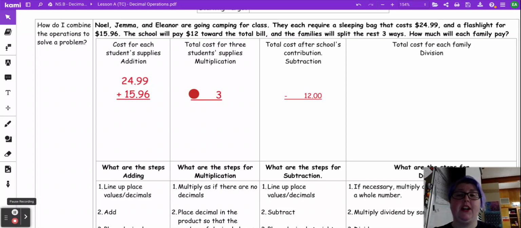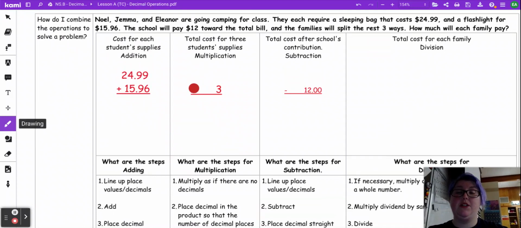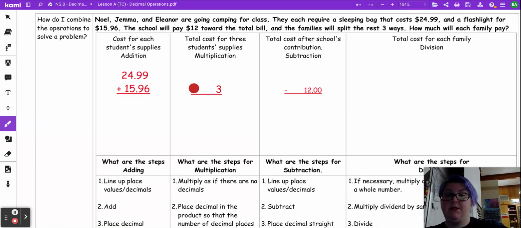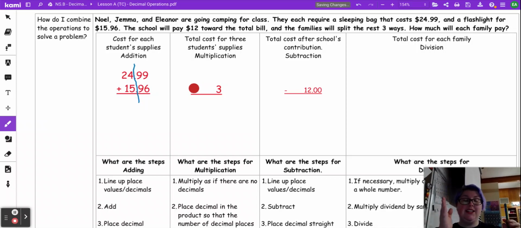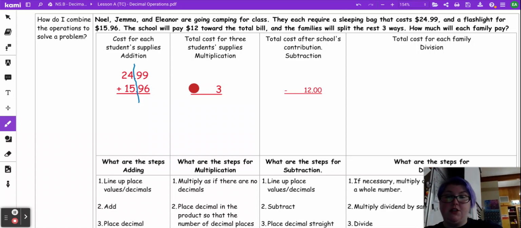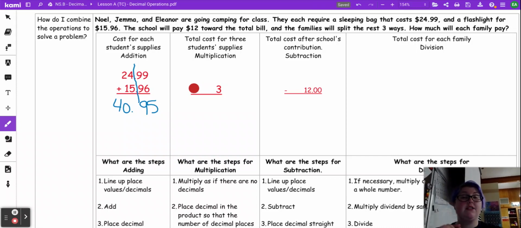So first, we need to figure out the total cost of supplies. We're going to use addition to figure out how much the sleeping bag and the flashlight cost. The first thing we do with our decimals is line them up so that the decimal is in the same place for each number. It doesn't matter what the numbers are, we are still going to line those decimals up and then perform our addition. When you add these two together, you get $40.95. So that's the total cost for just the supplies.